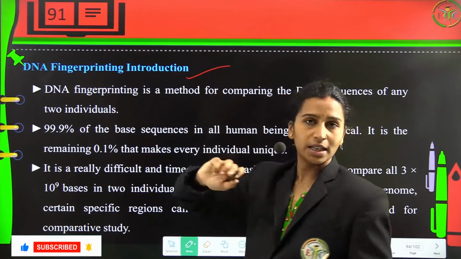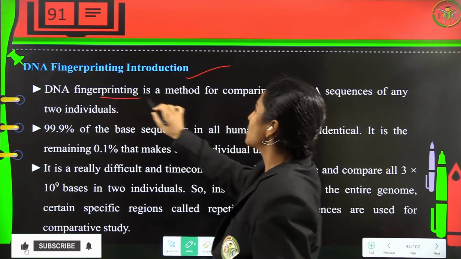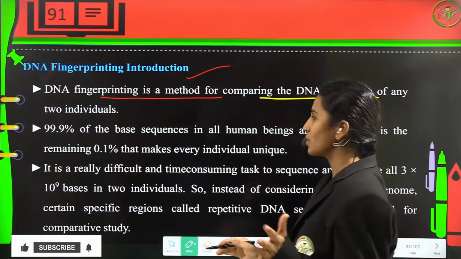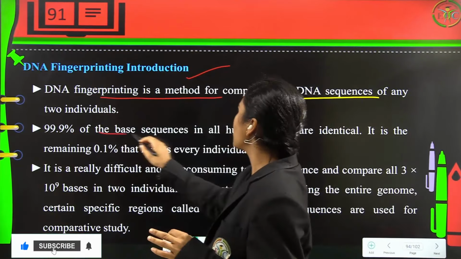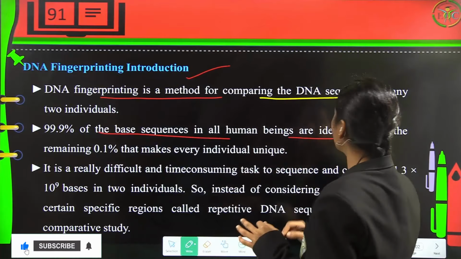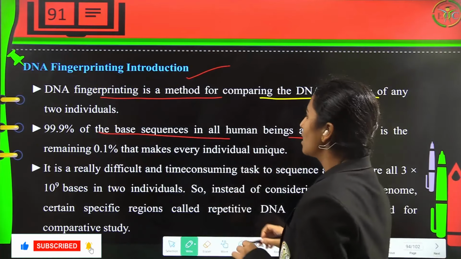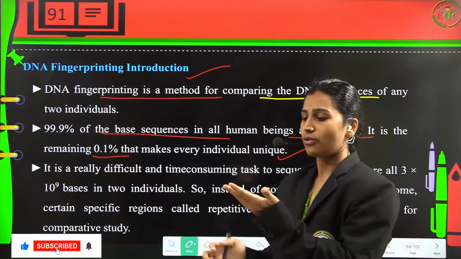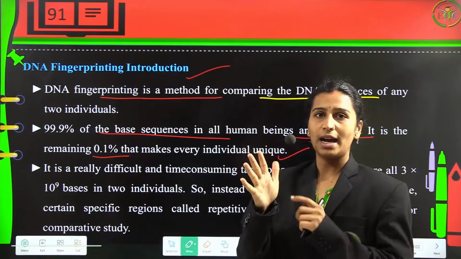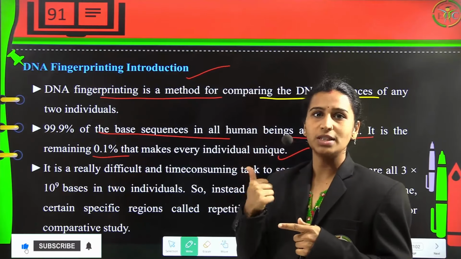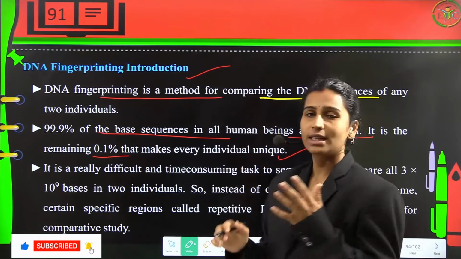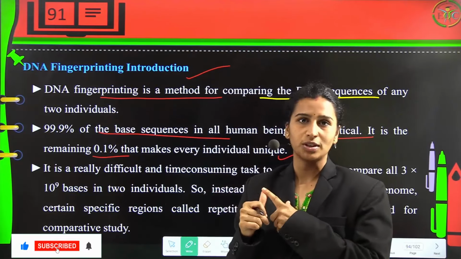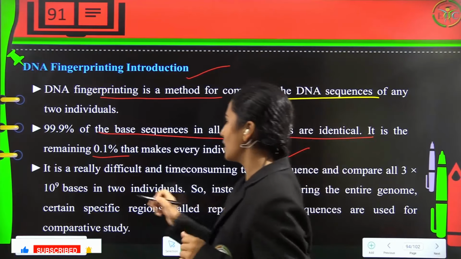Now DNA fingerprinting introduction. This is very important. DNA fingerprinting is a method of comparing the DNA sequences of any two individuals. 99.9% of base sequences in all human beings are identical, but the 0.1% is what makes every individual unique. For example, if you take your hand, not everyone's thumb will have the same fingerprint, so it can be recognized very differently. Though the structure is similar, your thumb will differ from one another.